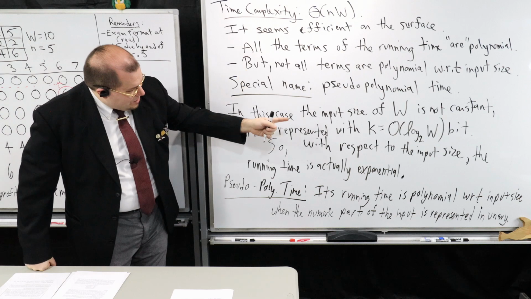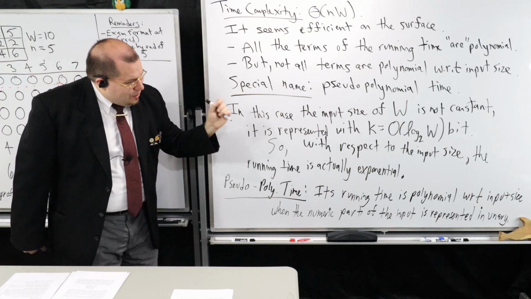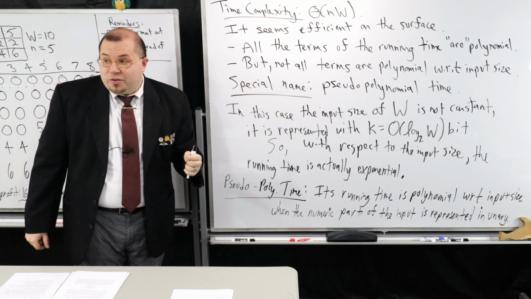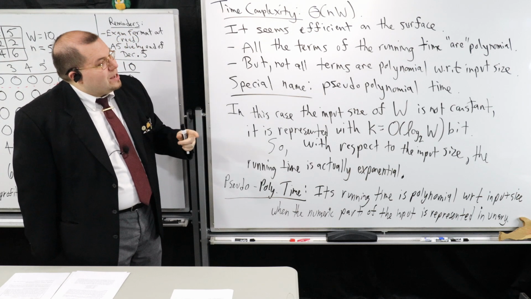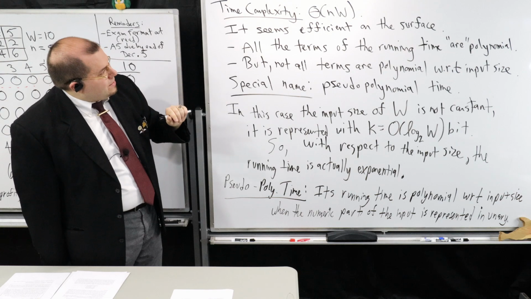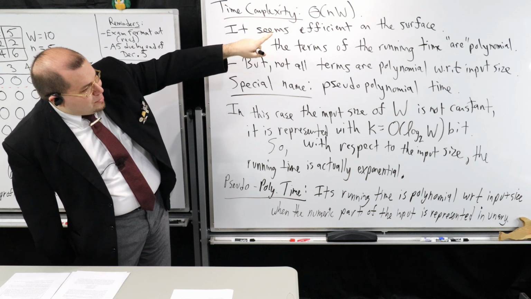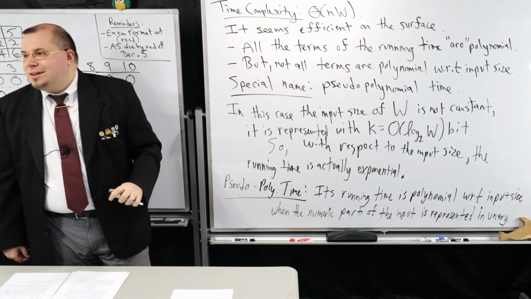Just remember, the reason why is because we have a logarithmic number of bits used to represent W, but in the running time, W just straight up appears. What would make this polynomial with respect to the input size is if it was actually n times log W, for example.